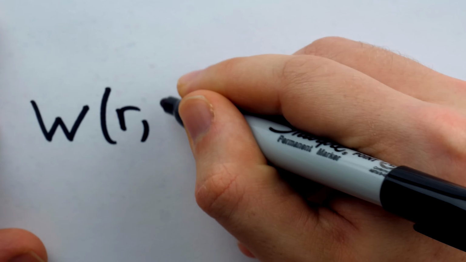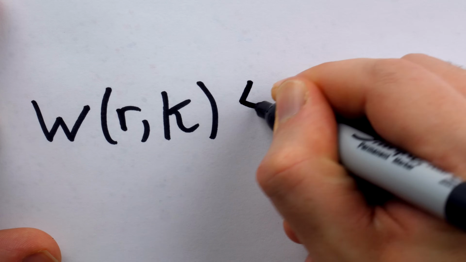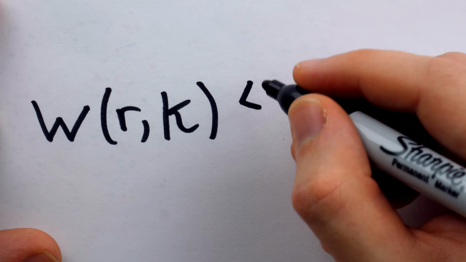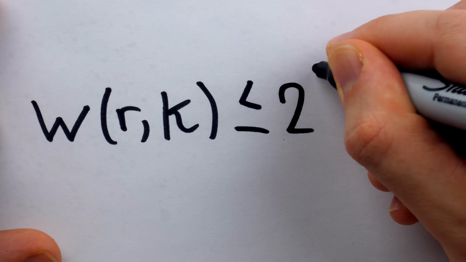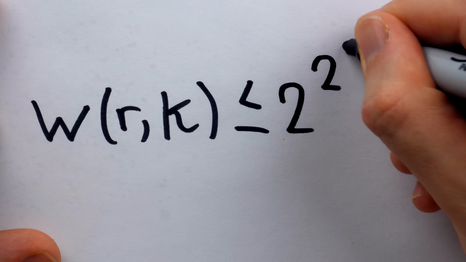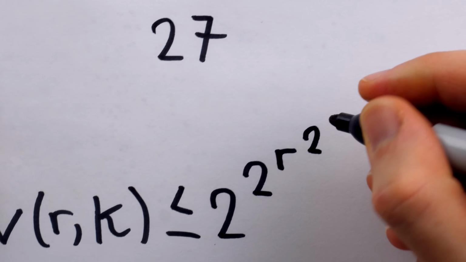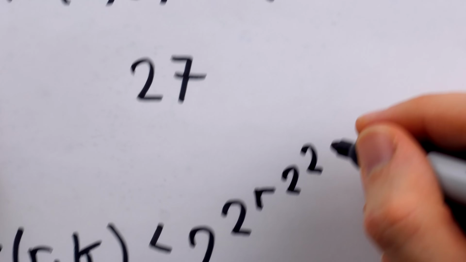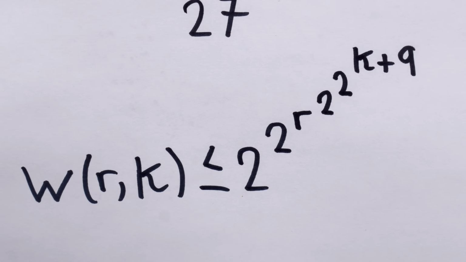And you also may be curious to know the current best upper bound for the van der Waerden numbers. The current best known upper bound for W of R, K was proven by the Fields Medal recipient Timothy Gowers, and it's this: 2 to the power of 2 to the power of R to the power of 2 to the power of 2 to the power of K plus 9. So that's kind of funny, isn't it?